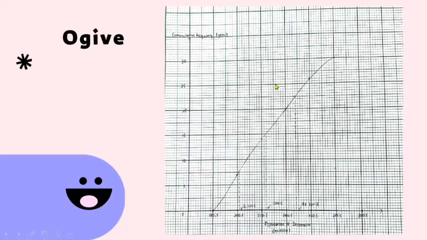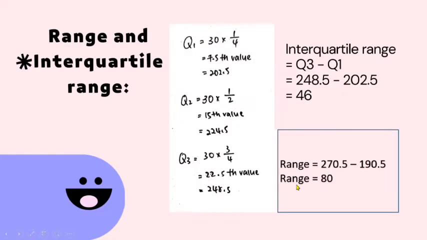This is the ogive graph. The y-axis is cumulative frequency and the x-axis is the population of Indonesia. This is the first quartile, 202.5. This is the median, 224.5, while this is the third quartile, 248.5. How do we find out this first quartile, median, and third quartile? We will explain in the next slide.